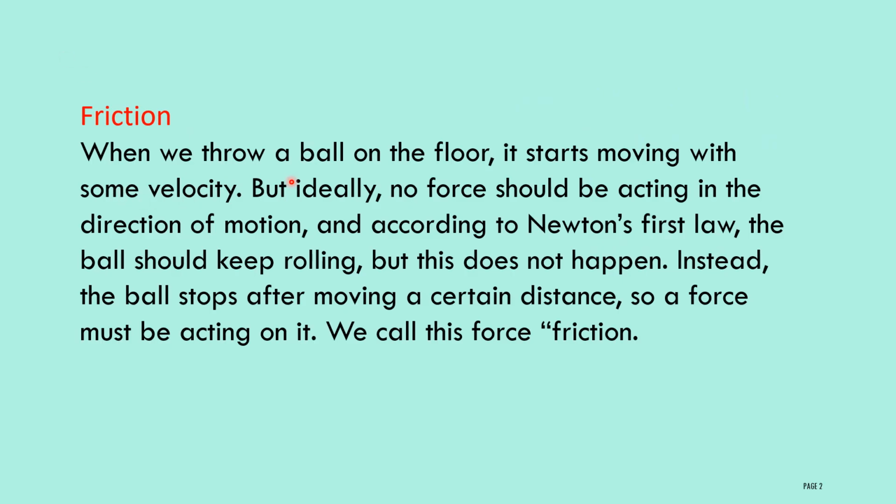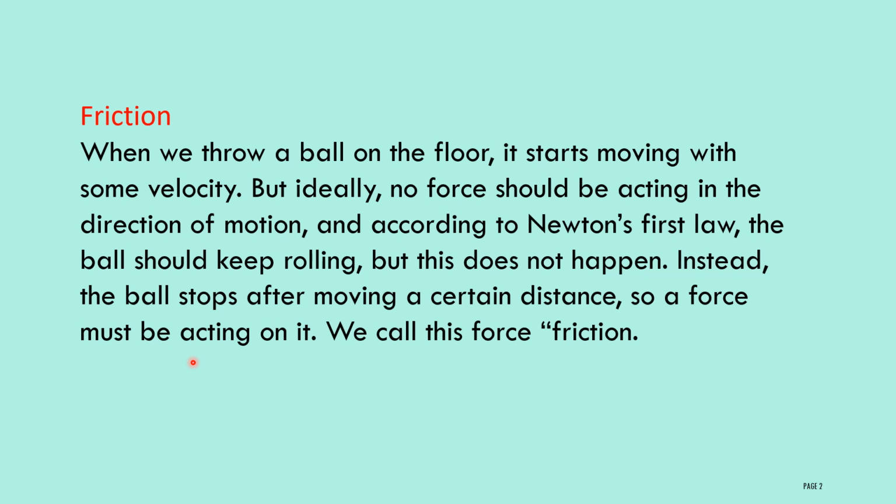When we throw a ball on the floor, it starts moving with some velocity, but ideally no force should be acting in the direction of motion, and according to Newton's first law, the ball should keep rolling, but that does not happen. Instead, the ball stops after moving a certain distance. So a force must be acting on it. We call this force a frictional force.